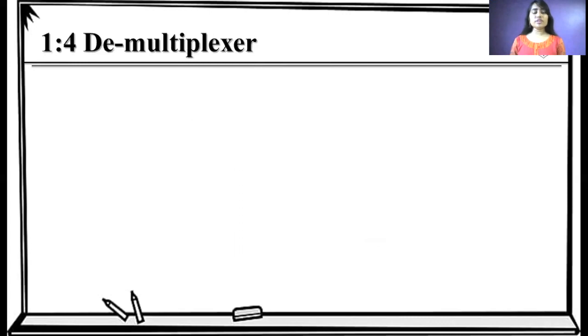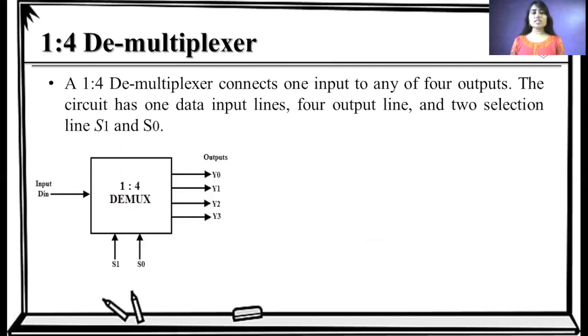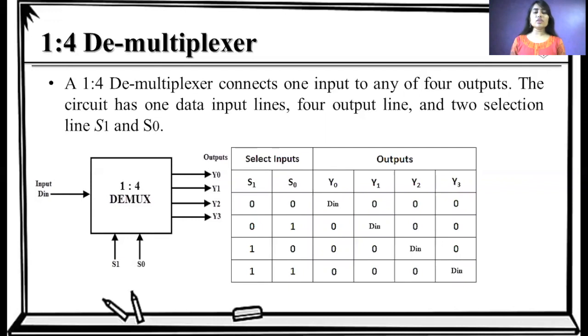Then the 1-to-4 demultiplexer. A 1-to-4 demultiplexer connects one input to any of four outputs. The circuit has one data input line, four output lines and two selection lines S1 and S0. Basic block diagram of the 1-to-4 demux. One input D in, four outputs Y0, Y1, Y2, Y3, two selection lines S1, S0. According to the value of these selection lines, one of the outputs is activated for the input.